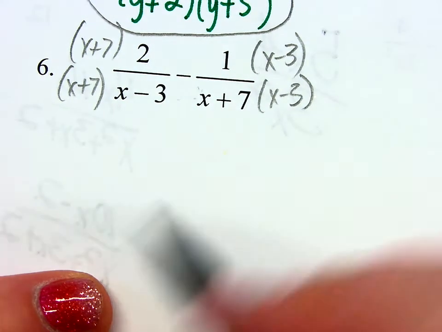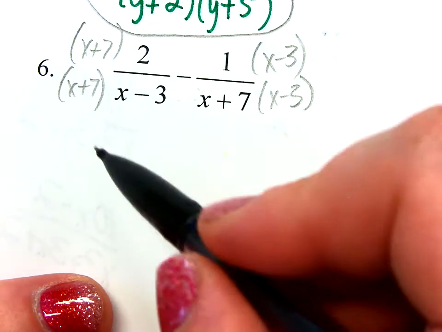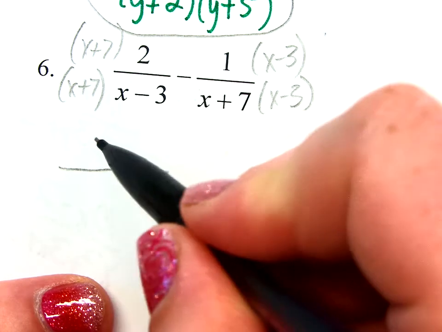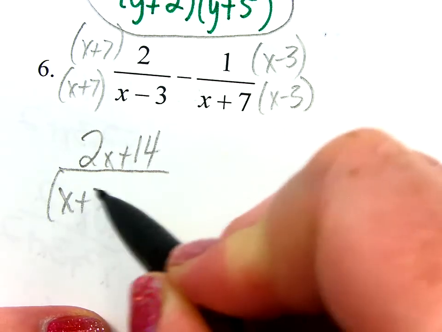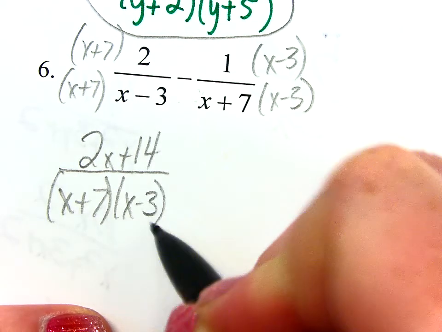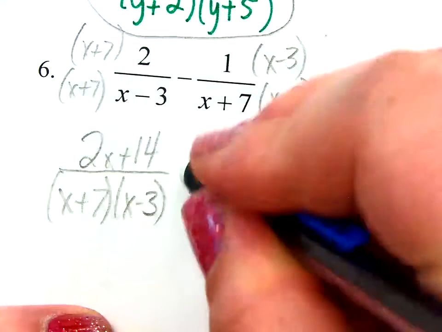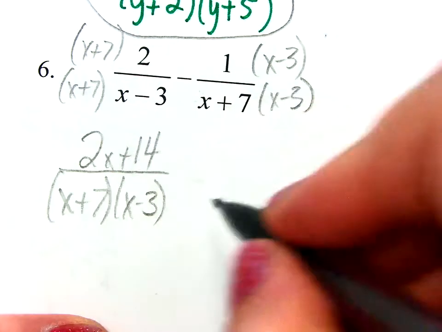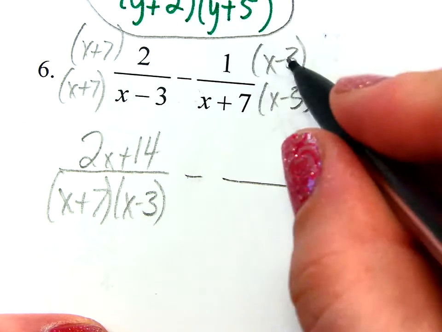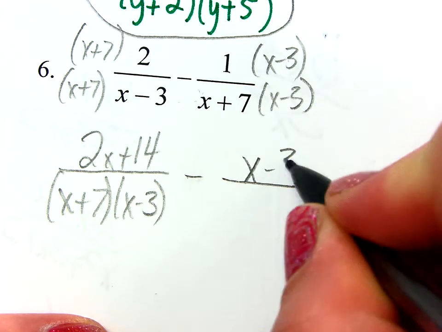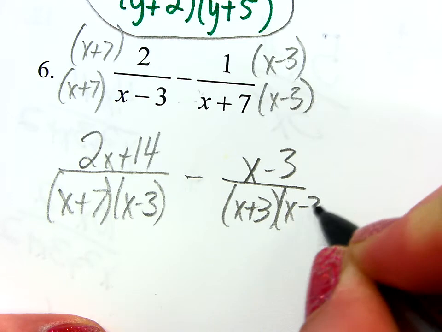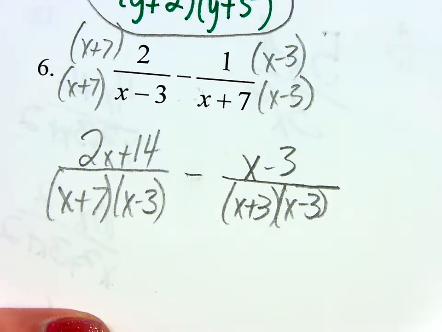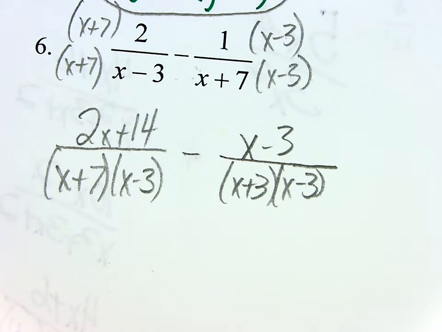Okay. So now I'm going to simplify each fraction. So the first one, distribute that 2. You get 2x plus 14 over that common denominator, x plus 7, x minus 3. Oh, it's not plus, it's a minus. Minus, over here, 1 times x minus 3 is just x minus 3, over x plus 7, x minus 3. Okay, so now step 1 is done. Or, I'm sorry, step 1 and 2.